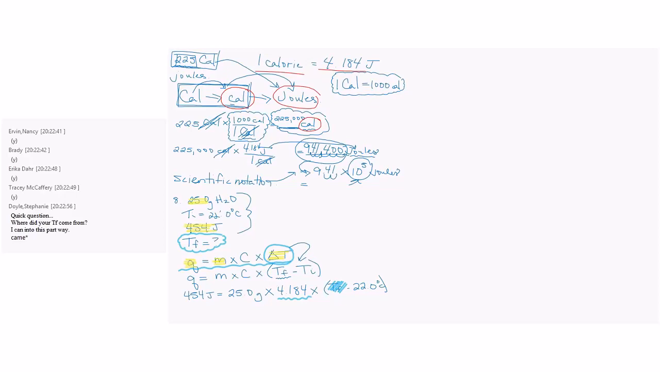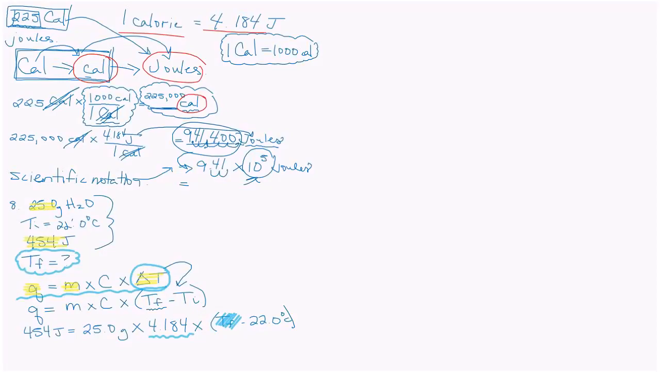So what I did is I expanded out change in temperature, and the formula for change in temperature is T final minus T initial. So I just expanded out what change in temperature is to show T final and T initial, and I do have the initial temperature, and I'm trying to find T final. So that's where that TF minus TI came from, it's the change in temperature.